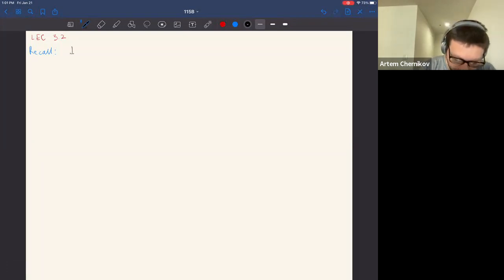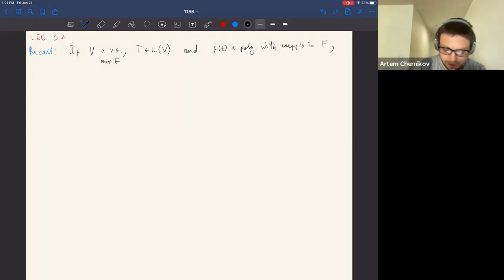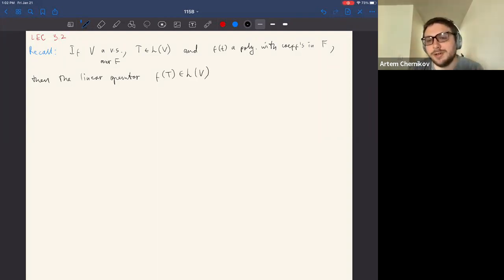So recall, if we have V, a vector space, and T, a linear operator on V, where V is a vector space over the field of scalars F, and if we have f of t, little t the variable, a polynomial with coefficients in the same field F, then we have defined a new linear operator in terms of this given data. Then the linear operator f of T, which we also refer to as the evaluation of the polynomial on T, is defined as follows.